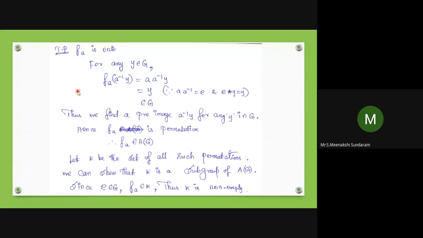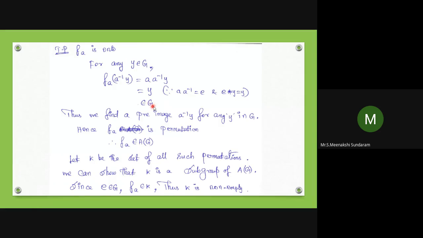Next we move on to showing f_a is onto. We try to show that it is an onto function. For any element y belongs to G, in the codomain I can choose one element, f_a of a inverse y. So f_a of a inverse y is a times a inverse y, which is the identity times y, equal to y.